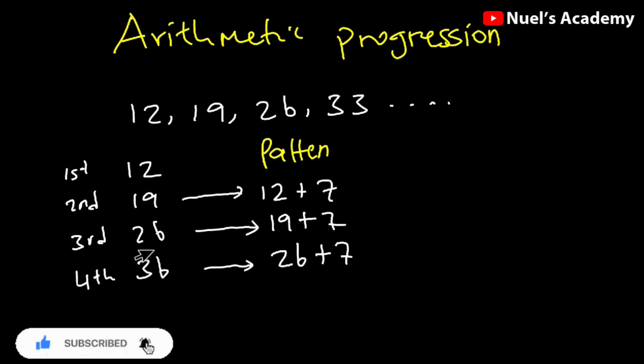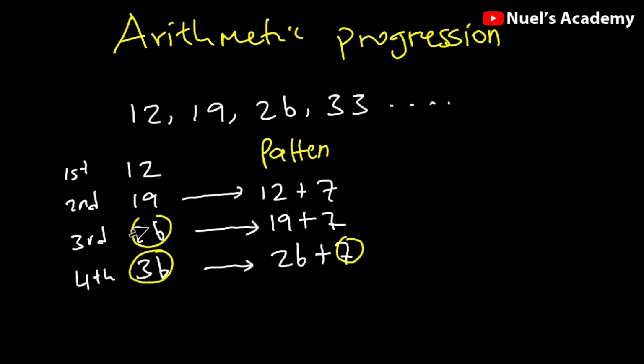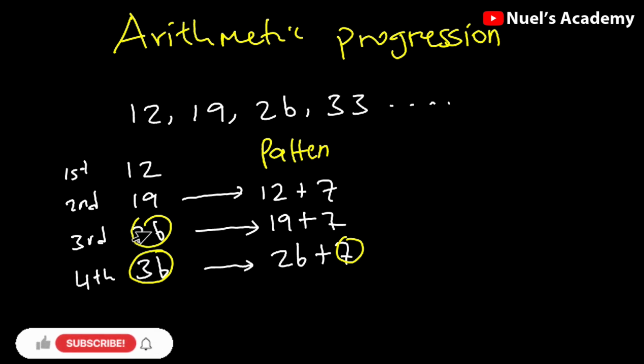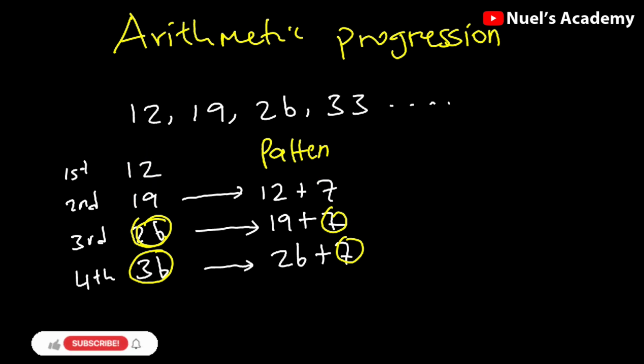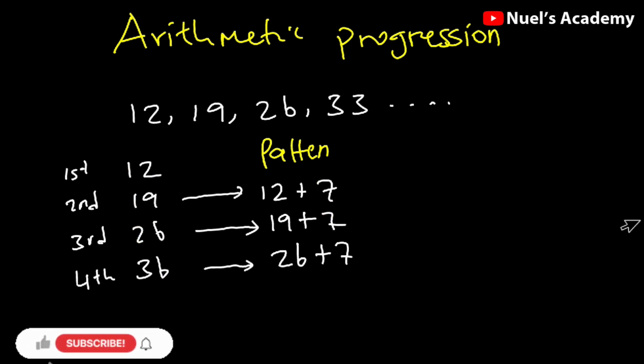How did we get this 33? We added 7 to the preceding one, which is 26, right? How did we get this 26? We added 7 to the preceding number, which is 19. And how did we get this 19? We added 7 to the preceding number, which is 12. So this is what AP is all about.